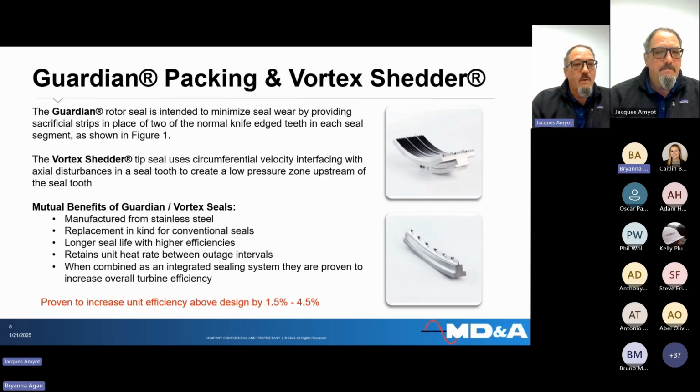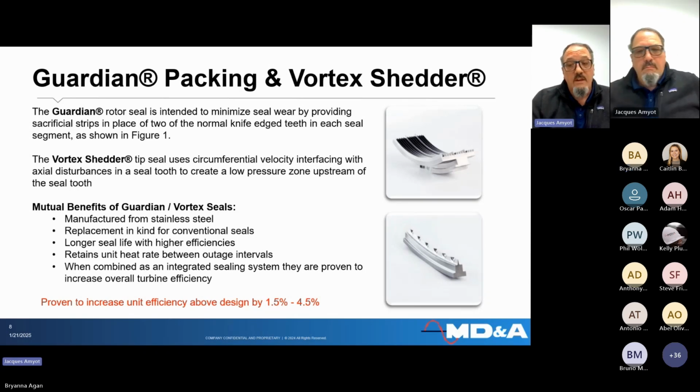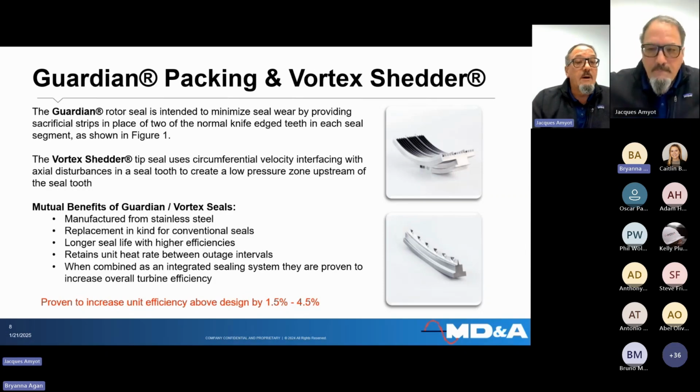Mutual benefits of the Guardian Vortex seal technology. They're always manufactured from stainless steel for longer life. They are in-kind replacements for conventional seals. You do not need to modify your other components in order to use Guardian Vortex technology, for the most part; there are exceptions. It provides a longer seal life with higher efficiency than conventional seals.